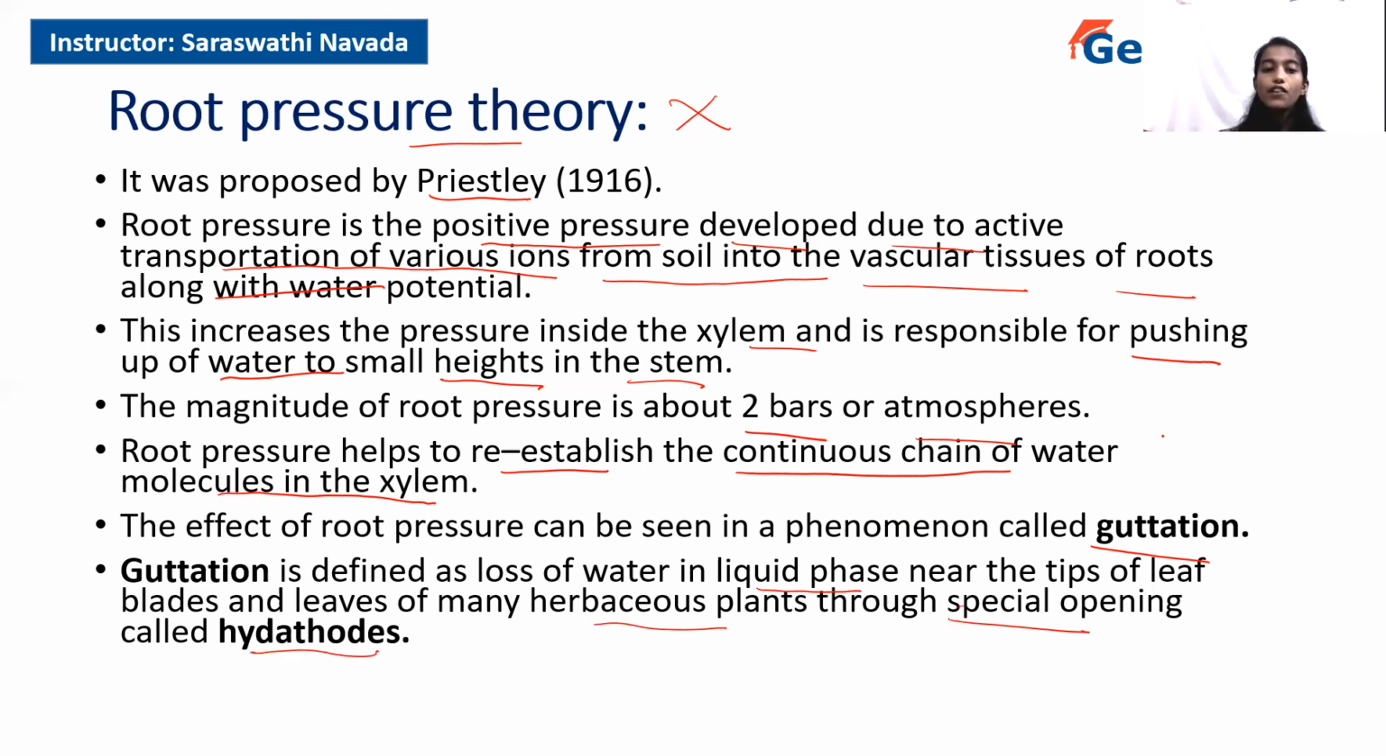So in case of guttation, because of the root pressure, what happens? That pressure pushes the water up to a certain height in the stem, and this pressure will be maximum in the early morning as well as late night, so that some of the cell sap exudes out and gets deposited on the leaf margin in herbaceous plants, and that phenomenon is called guttation. And this guttation is one example of the effect of root pressure.